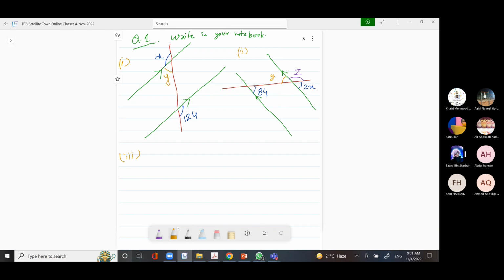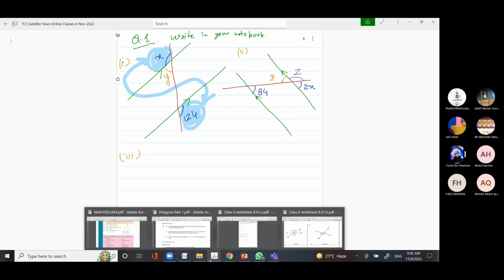You're right. This is exterior, and the other side is also exterior. So opposite exterior angles, you can say, are alternate angles. Yes, you are right. And then this is alternate.